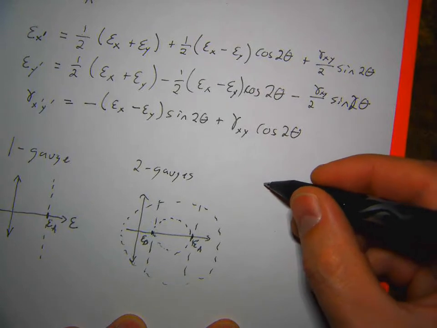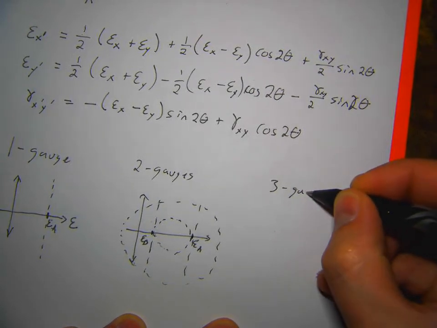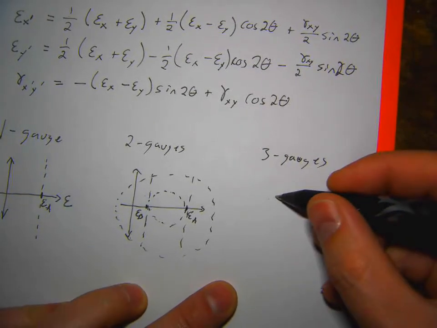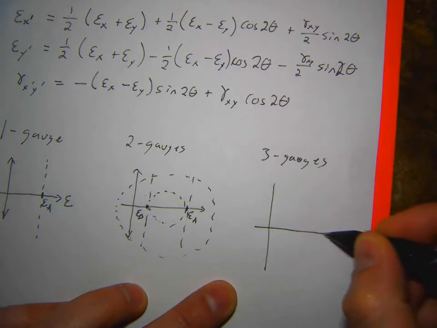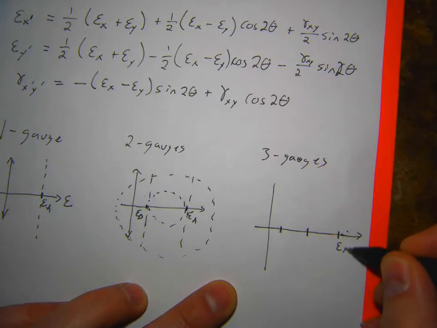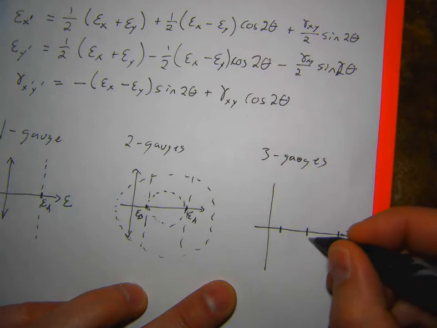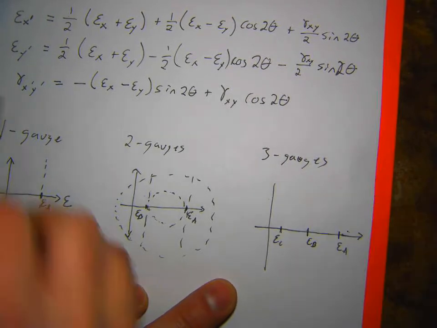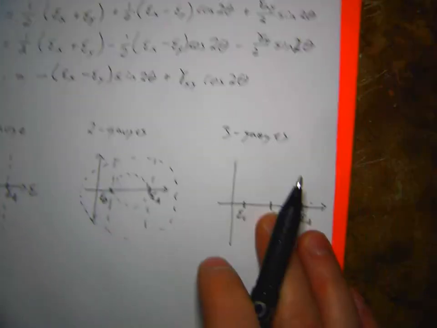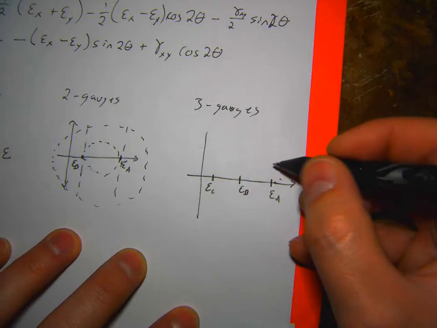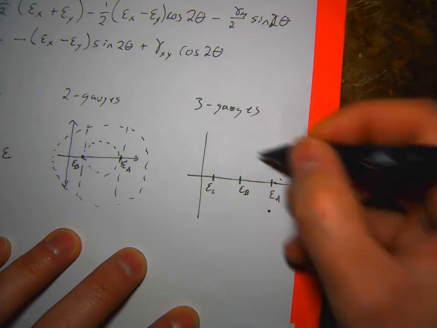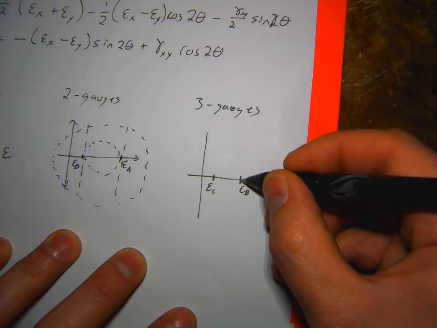So when I have three gauges, what I'm doing is pinning down what my components are. So I'm still only taking axial measurements. I know I have epsilon A, epsilon B, epsilon C. I know the relative angles between those gauges, so generally 0, 45, 90. So in a Mohr's circle, I know that those are 90 degrees relative to each other. So I know that my strain now would have to be 45 degrees apart.